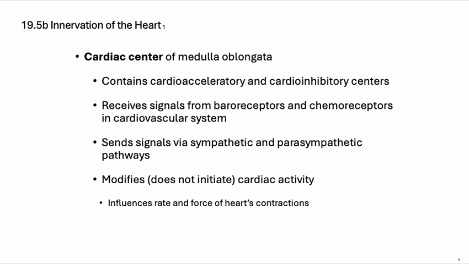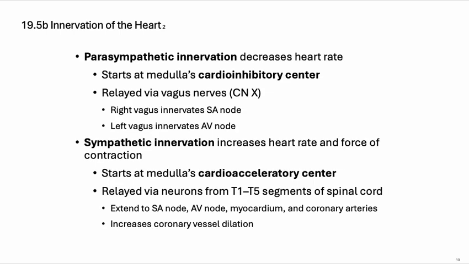So notice here, this last main bullet point is that this innervation of the heart from our nervous system, and again, this is a part of our autonomic nervous system, so sympathetic versus parasympathetic, is modifying, not initiating, the electrical activity. So again, where does the initiation come from? The initiation comes from the SA node, but the modification comes from the nervous system. And so we'll look at that.